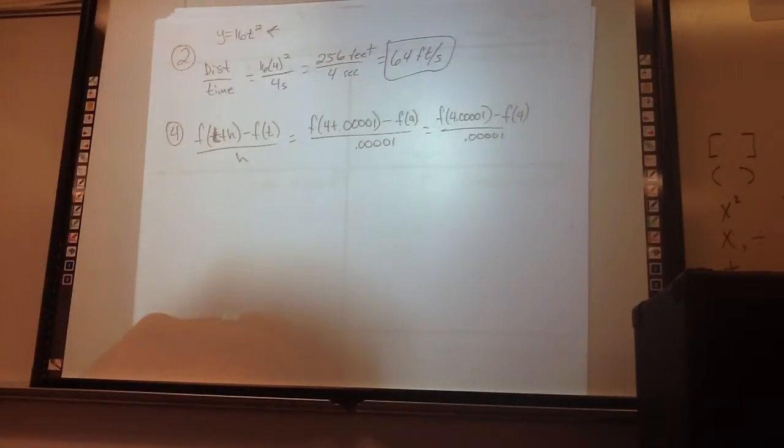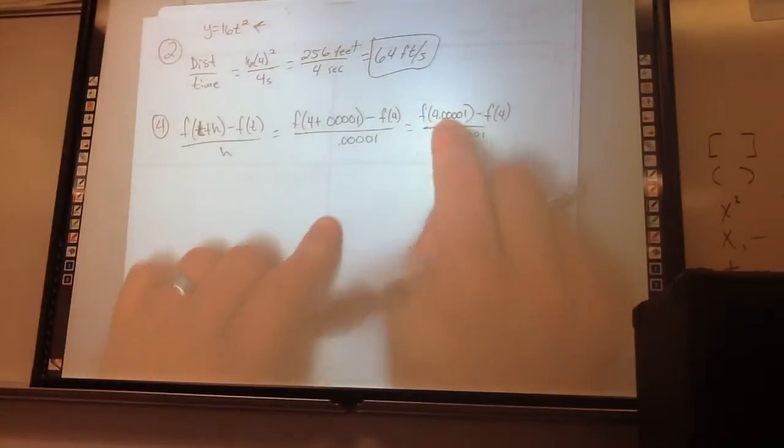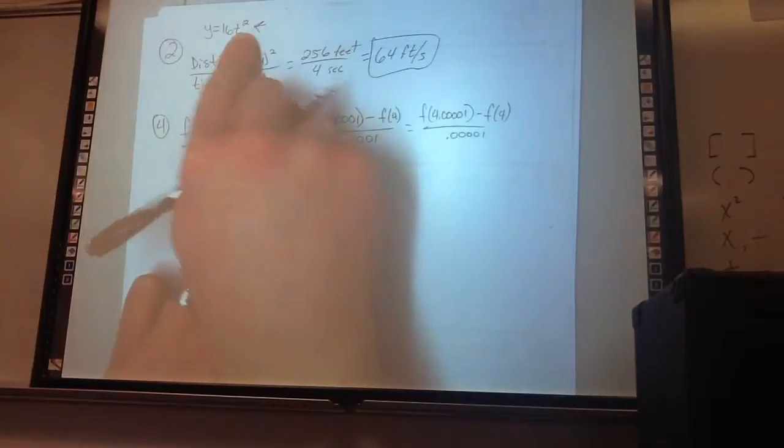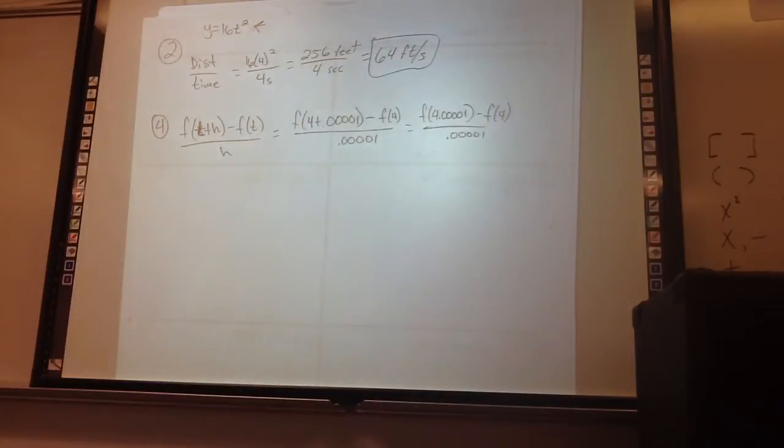How do you put it? Remember what this means? f of something. You've got to plug it into t. Which is the same as the first one because it's just 0.01. I got 128. That is correct. You should get really close to 128.